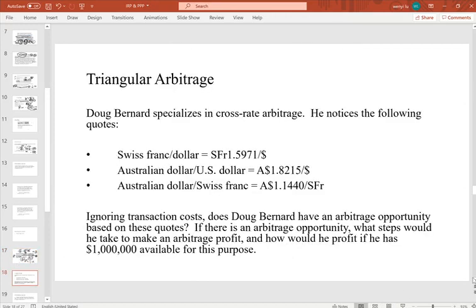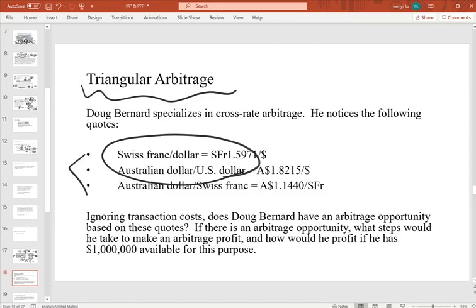Next one, I think you already saw these questions many times. We have been spending a lot of time on how to solve triangular arbitrage. So that's a similar question we did in class before. There are three quotes. Two quotes are against the dollar, so that's a quote in the US. And the other quote is not involved in the dollar, so it's a foreign quote.